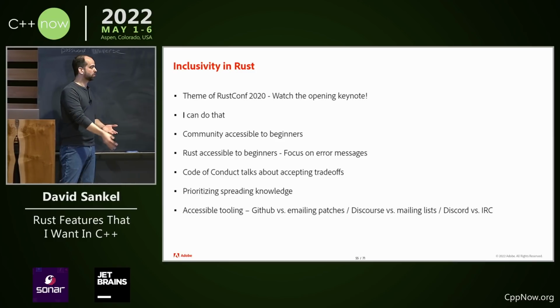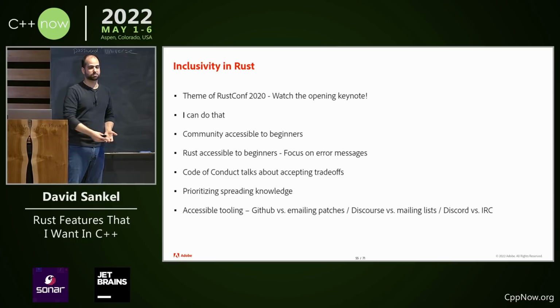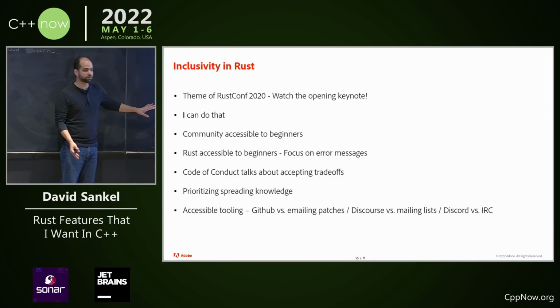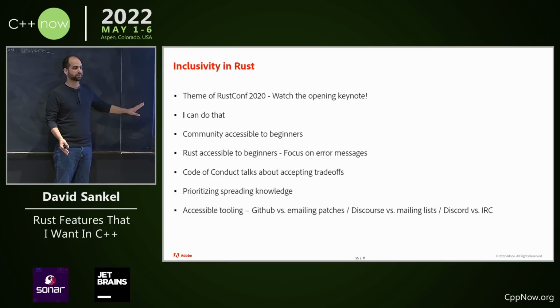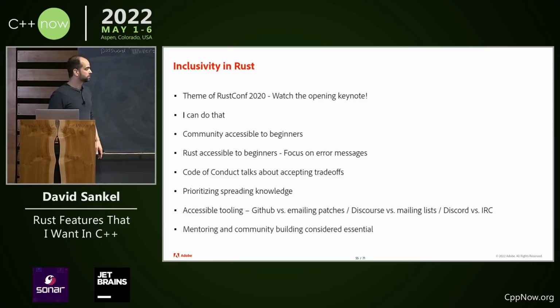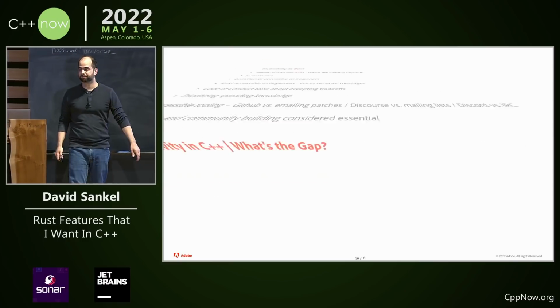They want to use Discourse as opposed to mailing lists. They want to use Discord as opposed to IRC. These are intentional decisions because they would like to make their community inclusive. I think that's cool. Mentoring and community building are also considered absolutely essential as part of the discussion that they have.